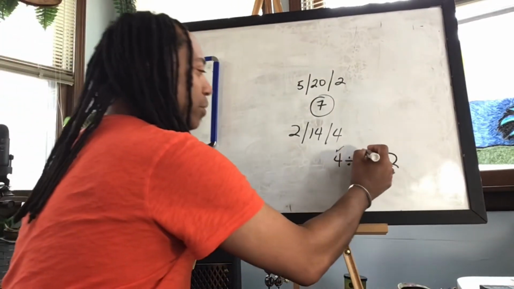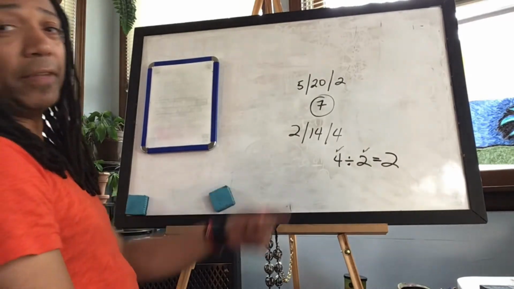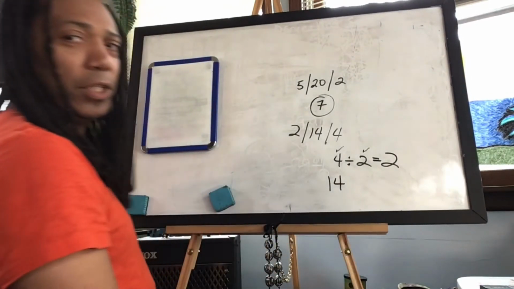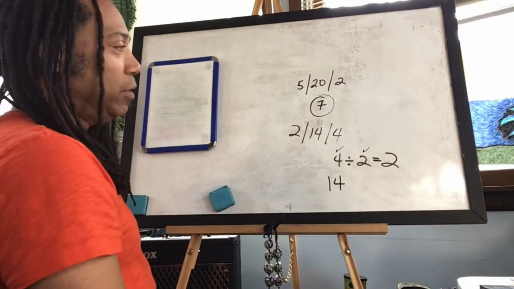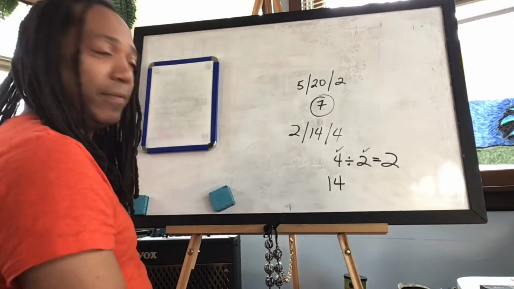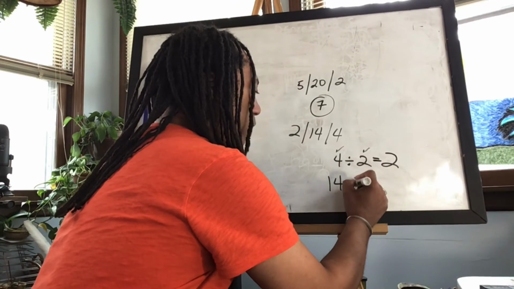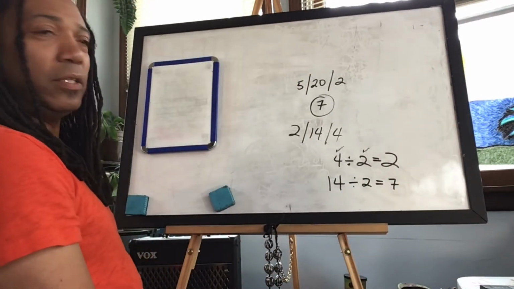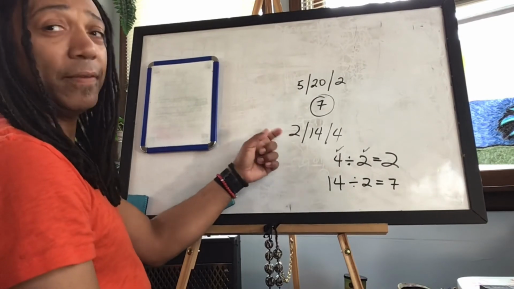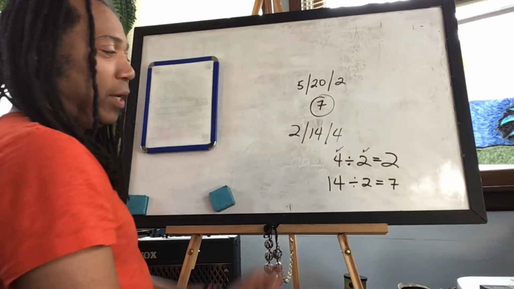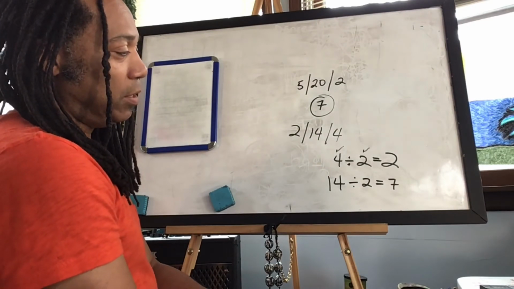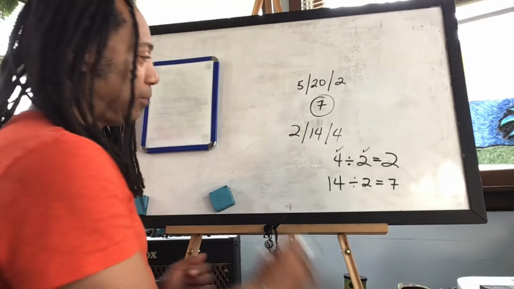Now I use the 4, check. I use the 2, check. The last thing I have left is the 14. So what could I do with a 14 and a 2 to come up with 7? Yeah, you're right. 14 divided by 2 is 7. It was this set after all. But I'll tell you, that's not the only way to possibly get that answer. There's another way to get it.